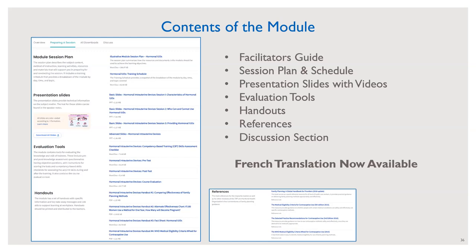This is something new in the newly designed TRP, that you have an opportunity to discuss with your peers and your colleagues your experiences on using this module, or if there were any challenges, or how you addressed those challenges. And what more, we also have this translated in French now. So the facilitator can view the various contents, can download, can save, and adapt. There is an adaptation checklist which helps the facilitator to adapt the content to the country context.